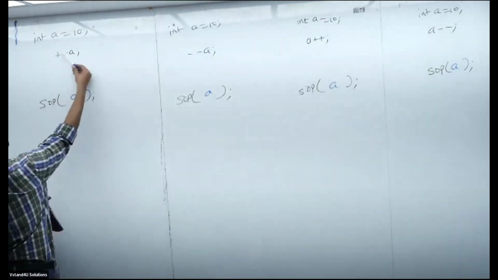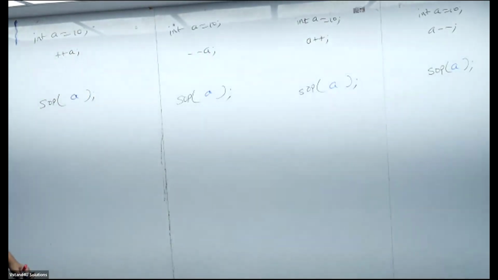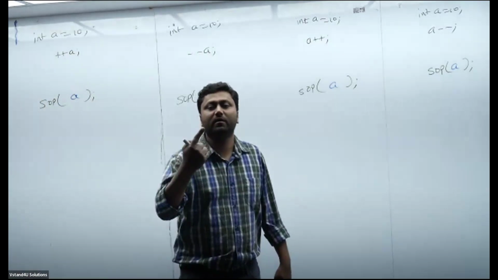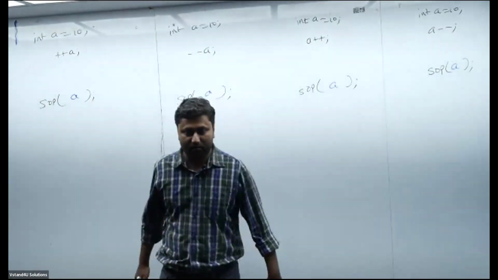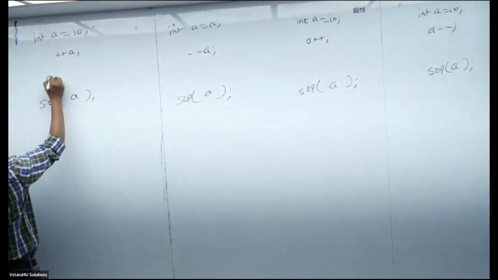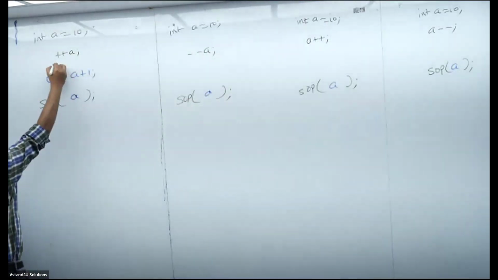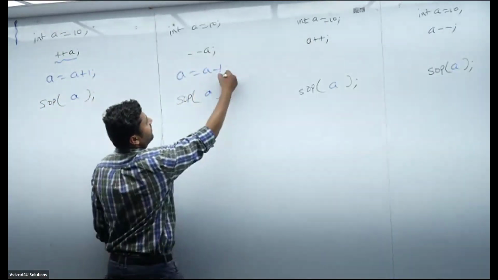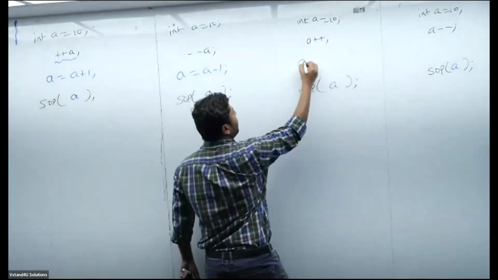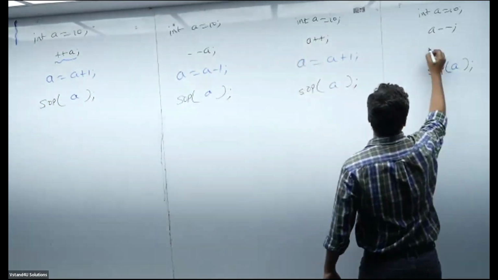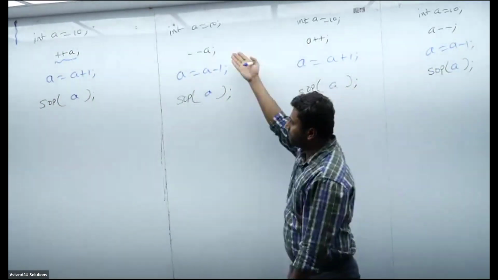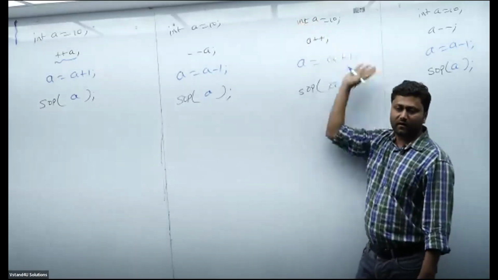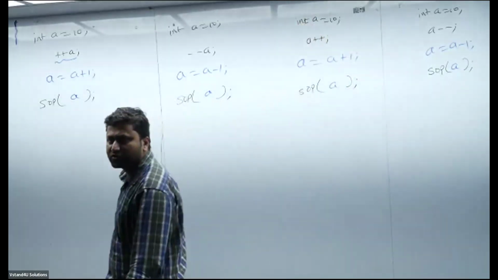Sir, this increment operator, whether it is pre or post, both will increment the value by 1. Agree? So what is actually written? A equal to A plus 1. Am I right? This one, A equal to A minus 1. How about this one? A equal to A plus 1. How about this one? A equal to A minus 1. Increment will increment, decrement will decrement. Am I right? No confusion.